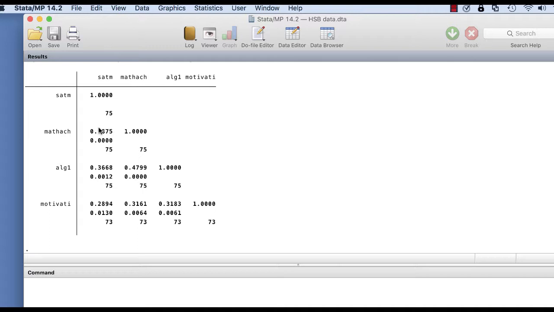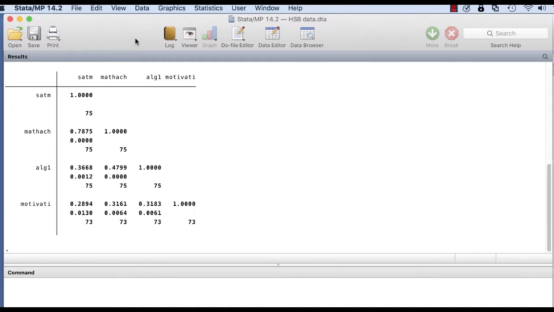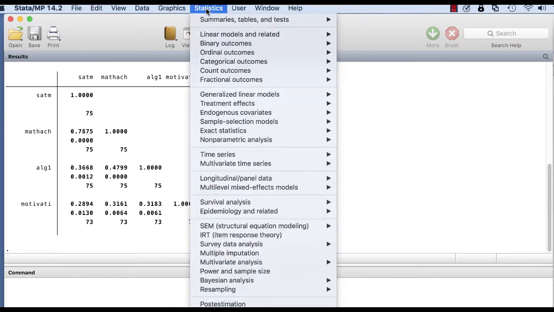What we can see is that math achievement is highly correlated with scholastic aptitude math scores, and it's highly significant. Algebra 1, the correlation's not nearly as strong in magnitude. It's approaching a moderate correlation, but it's significantly related. Motivation is even smaller than Algebra 1, and it's still significantly related. So let's see what the results of our multiple regression analysis are.